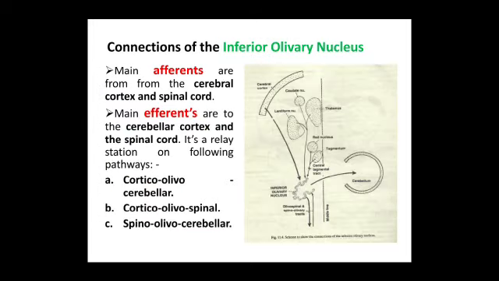The connections of the inferior olivary nucleus: the main afferents are coming from the cerebral cortex and spinal cord. The main efferents are to the cerebellum. It forms a relay station for the following pathways: the cortico-olivo-cerebellar pathway, second, the cortico-olivo-spinal pathway, then the spino-olivo-cerebellar pathway.